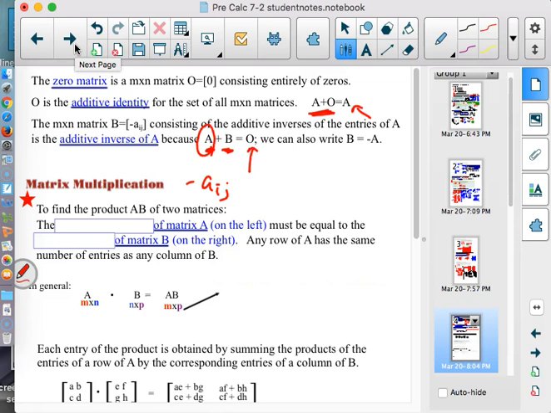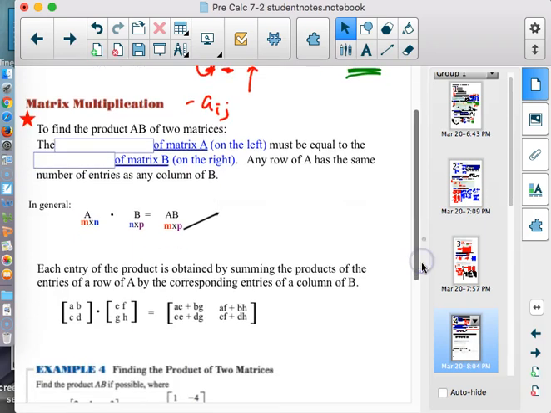And like it says, we could also write this as B equals negative A. So just negating, and really just a scalar of -1 times everything in A would give us the additive inverse. So every entry would be that way. Now, a little more complicated, we're going to talk about matrix multiplication.